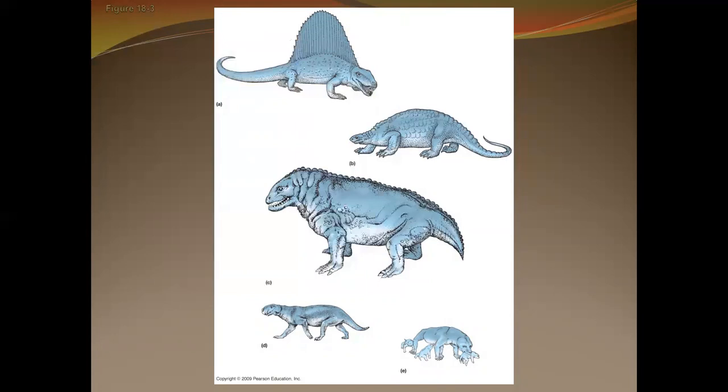C and D are showing different types of therapsids, Dinocephalian for C and Gorgonopsid for D. And then E is showing a cynodont, which we will potentially get to later. It's going to follow with the therapsid grouping.